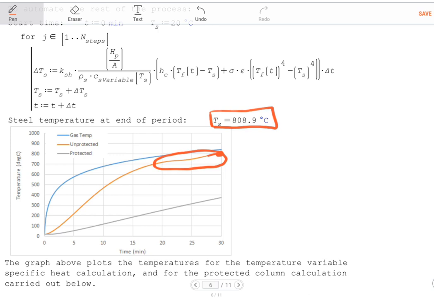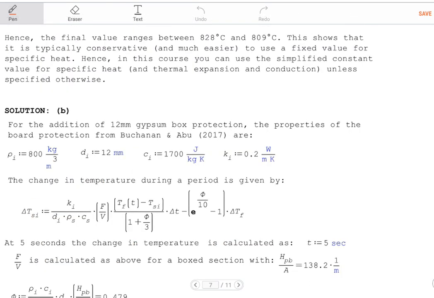of its original capacity. But after this calc, we're now going to do the calc with 12 mil of gypsum board added. And you'll see there's a huge drop now that happens from the unprotected to the protected. But what's also very important, as much as it's half the temperature, from 800 to 400 degrees Celsius, it's a significant amount higher in terms of yield strength, which we'll soon see. So continuing on, hence, the final value ranges between 828 and 809 degrees Celsius.